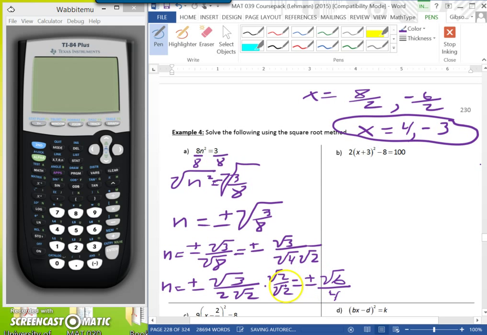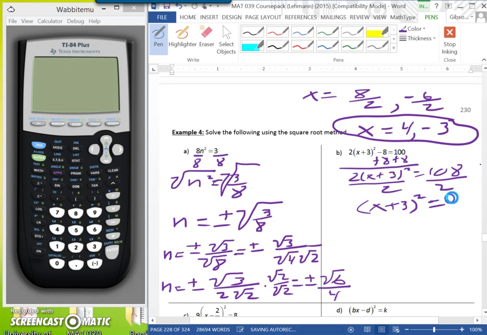Are there any questions from A? Okay, now we look here at B. The first thing we would do here with B is add 8 on both sides. So we have 2 times x plus 3 in parentheses squared is equal to 108. We divide each side by 2. And x plus 3 in parentheses squared is equal to 54.